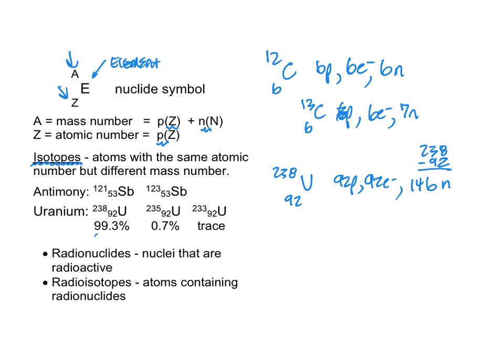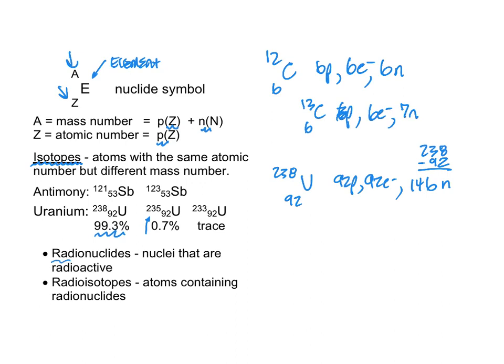Notice for uranium, uranium-238, it is the most prevalent isotope. That goes back to 1210. Uranium-235, that is the one that people use for power plants and sadly to make bombs. So again, lots of information here, but the whole idea is understand what a nuclide symbol is.